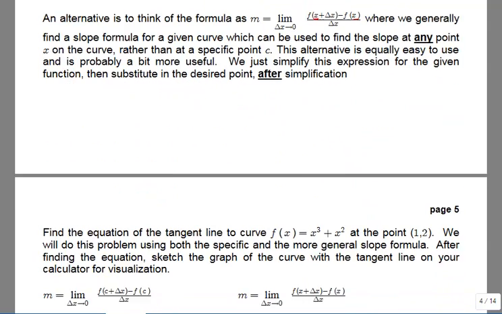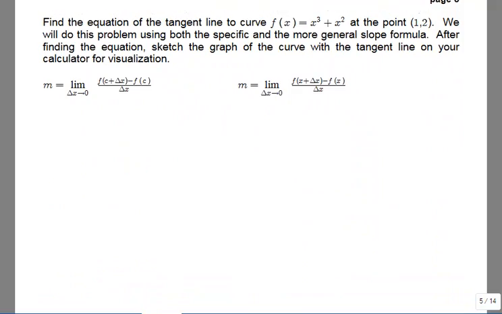So let's see an example. Find the equation of the tangent line to the curve f of x equals x cubed plus x squared at the point 1 comma 2. We will do this problem using both the specific, which is the one with the c's, and the more general, which is the one with the x's, slope formula. So we're going to do both ways so you can compare and contrast. After finding the equation, we're going to sketch the graph of the curve with our tangent line on our calculator and try to visualize what's going on.